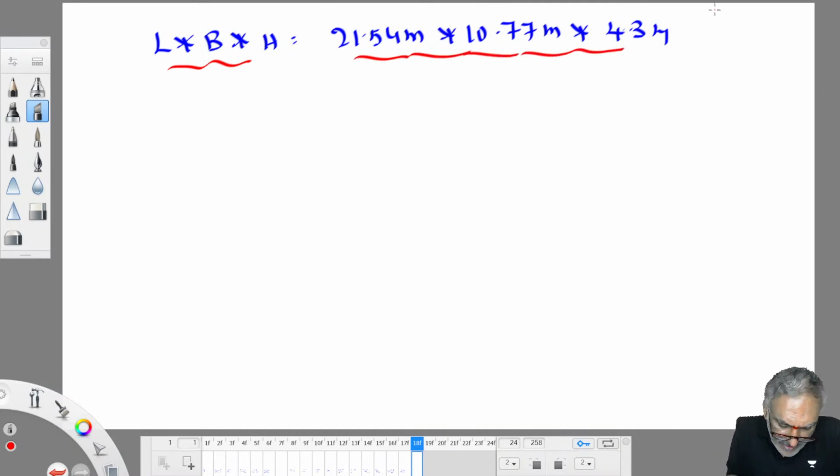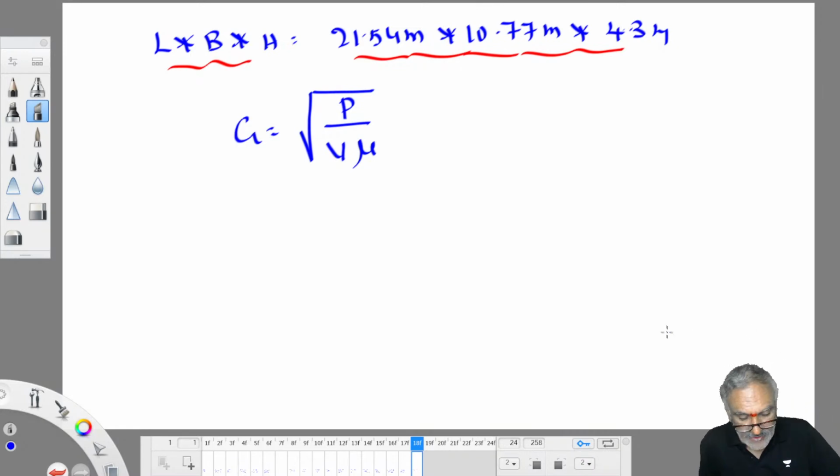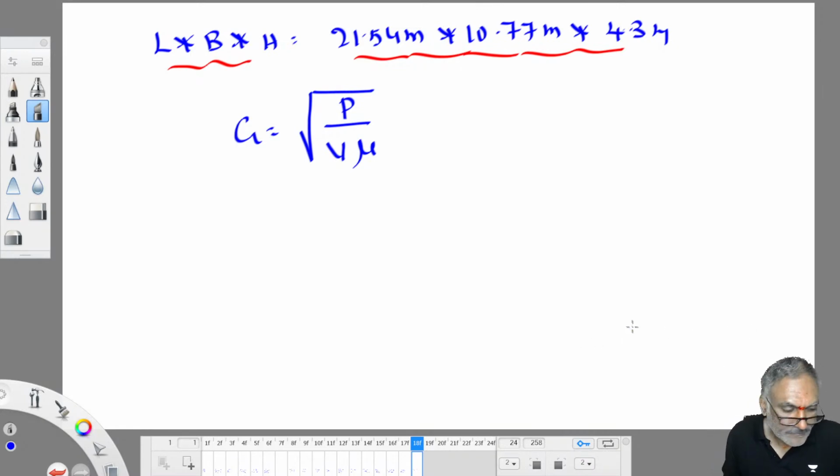Design means, this is called design. Design is nothing but fixing the dimensions. The second part is power. It is asking for power also. Same equation you can use. For any kind of mixing basin, this equation is the same. G is equal to root of P by V mu. Root of G is equal to root of P by V mu.